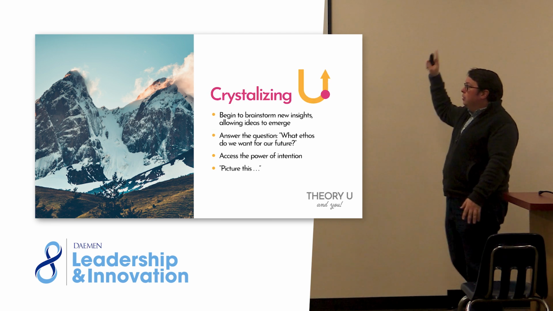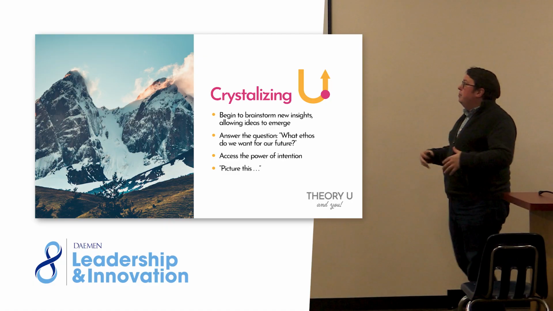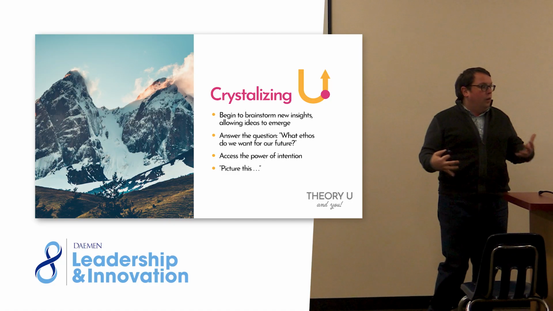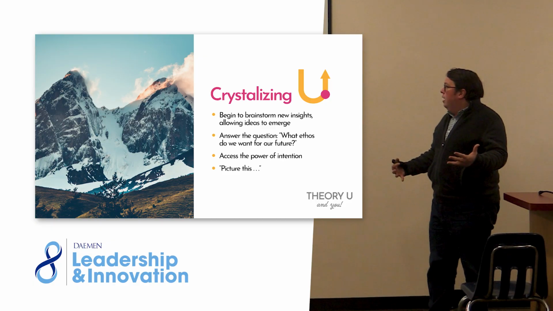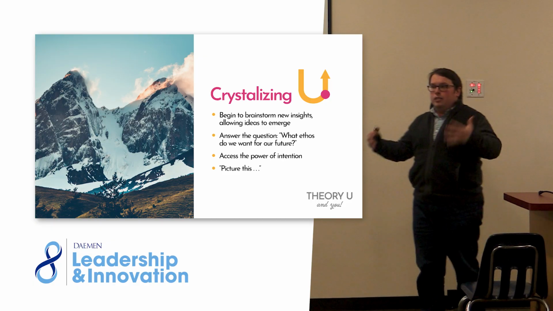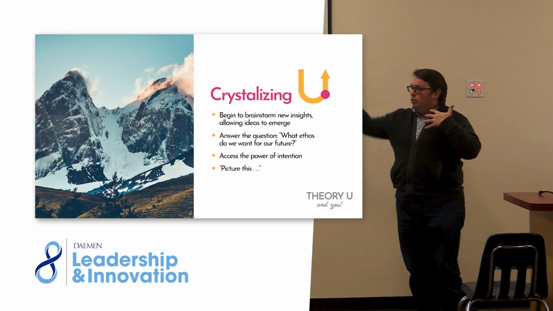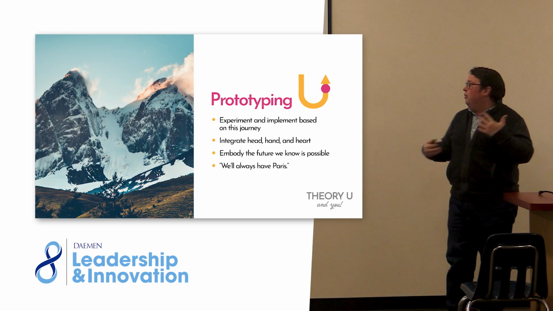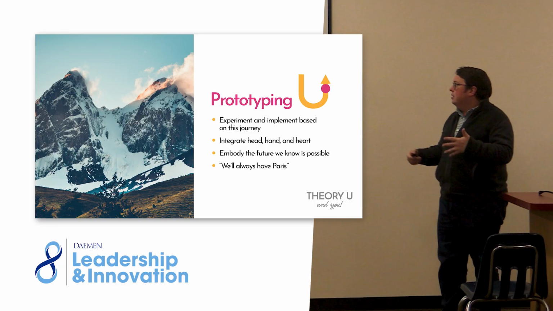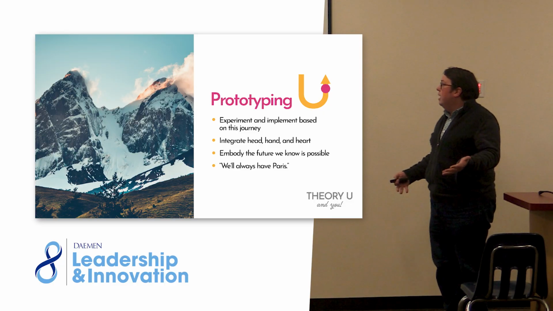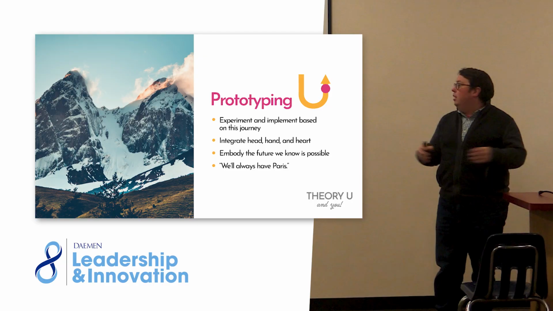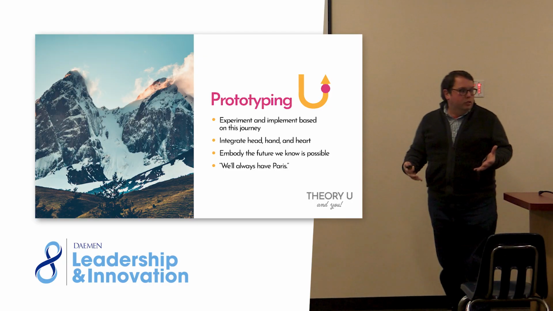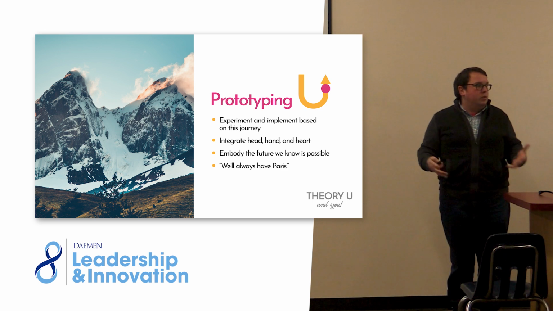So as we move up to crystallizing, this is really when we begin to brainstorm new ideas. We answer the question, what ethos do we want for our future? We're accessing the power of intention, and we're trying to picture that future out the door, right? And then prototyping: putting it into place, working through these actions and experimenting, integrating all these different elements with your head, your hands, and your heart, embodying the future that we know is possible.